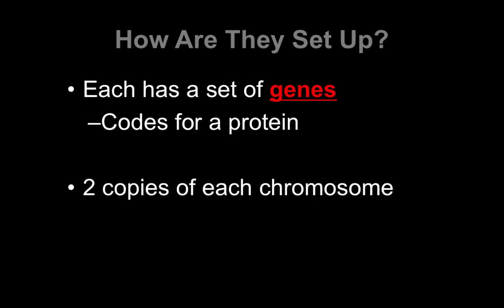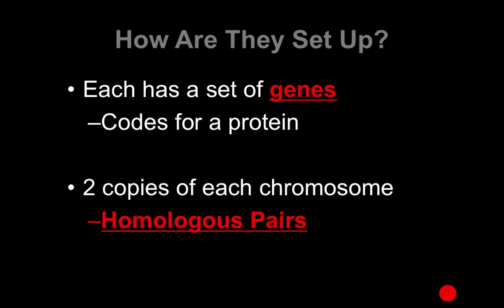So how are chromosomes set up? Each chromosome has a set of genes, and each one of these genes codes for a specific protein. Now you have two copies of each one of your chromosomes, and they're called a homologous pair. In other words, they're both the same. They both have the same genes.